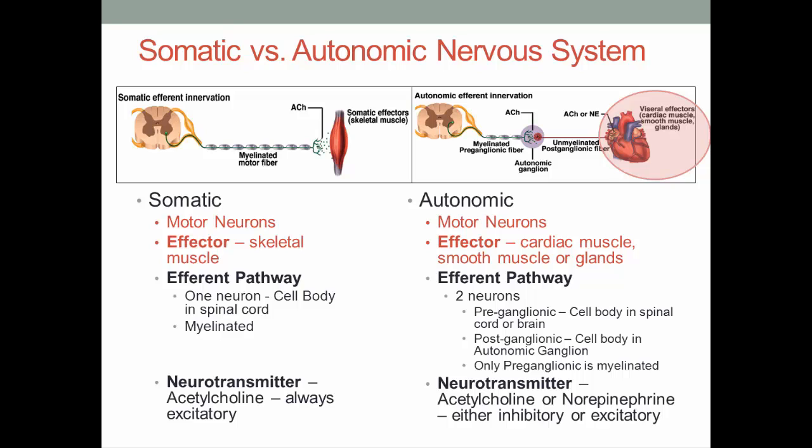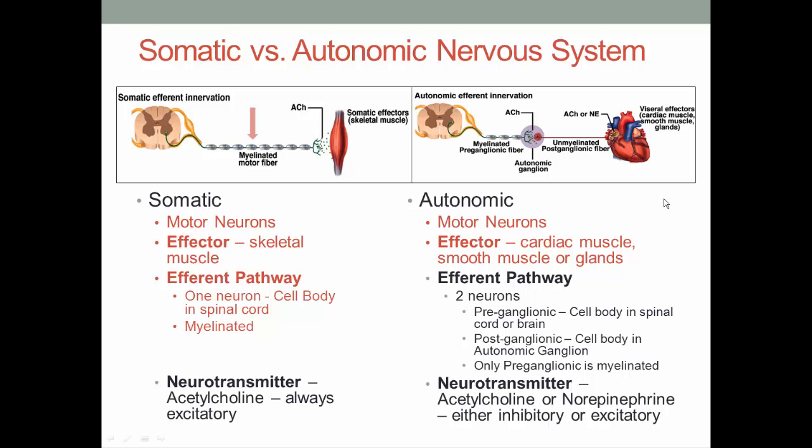The efferent pathway for the somatic nervous system consists of only one neuron. You can see the cell body located within the spinal cord, and the axon of that neuron travels all the way to the effector, whatever skeletal muscle that happens to be, and it's just one neuron the whole entire length. Also notice that it is myelinated, which speeds up the action potential.